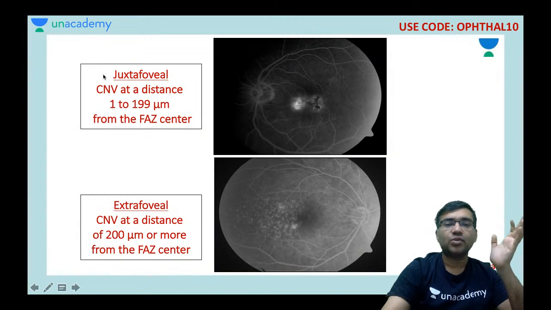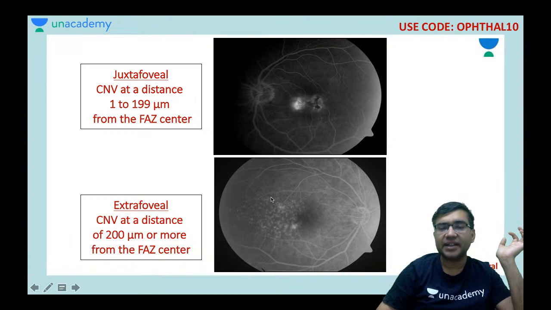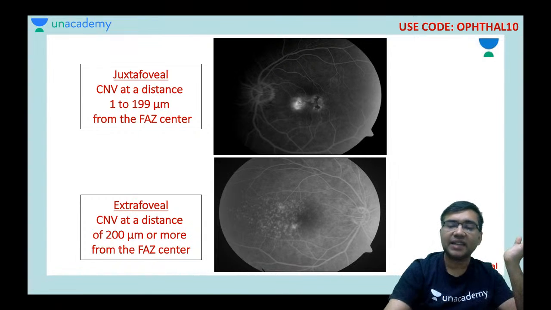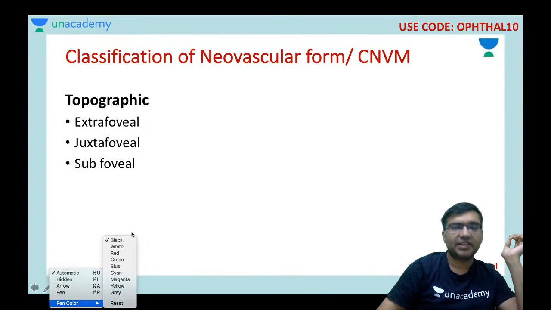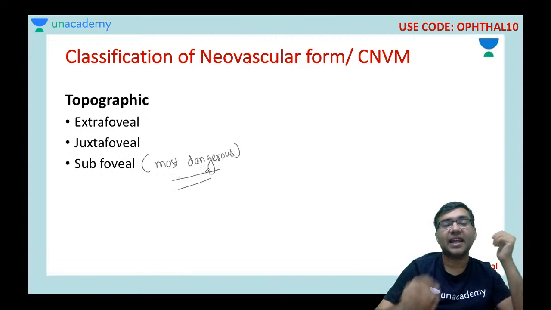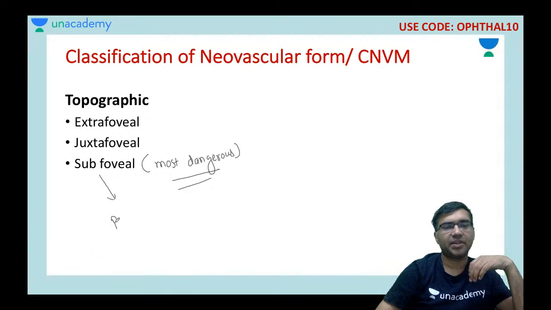Okay. So the next one is juxtafoveal, which is just around the foveal avascular zone, and extrafoveal, which is a bit of distance from the center of the macula. So from this I can understand that if they ask which is the most dangerous type of ARMD, then our answer is subfoveal. So subfoveal is the most dangerous type of wet ARMD because it is at the center of the macula, and in these patients I use photodynamic therapy.